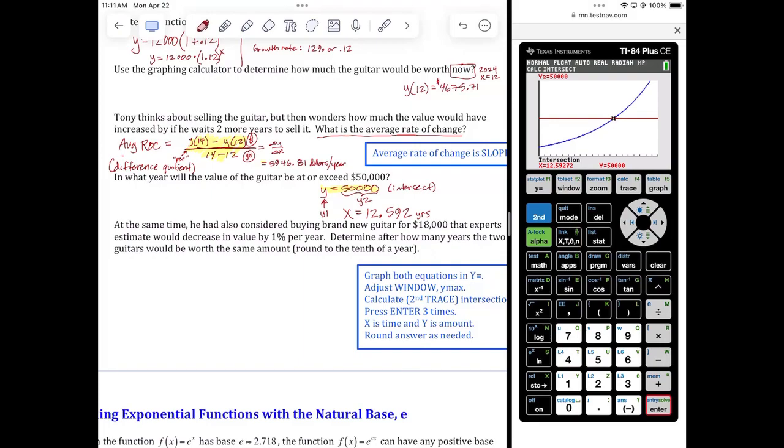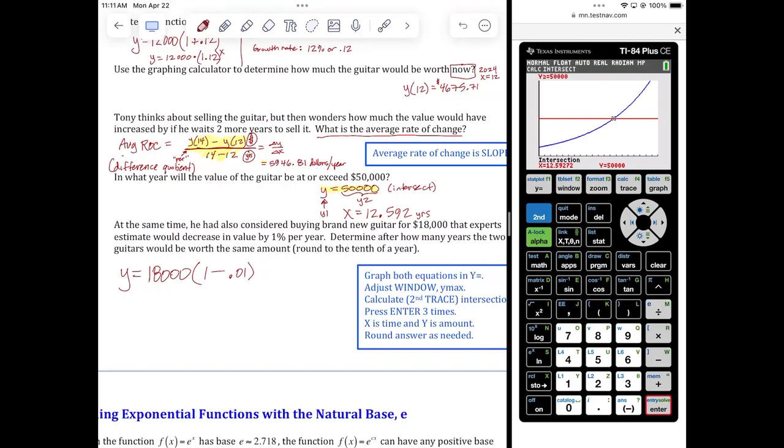Yeah, so let's do it again. Let's do y equals, what's the initial amount of the second guitar? 18,000, so 18 with 3 zeros. Okay, now, what is the base going to be? It's going to be 100% of what it was the previous year, but now is it plus 1% or minus 1%? Minus 1%. And how do we represent 1% as a decimal? 0.01, okay, to the x power.